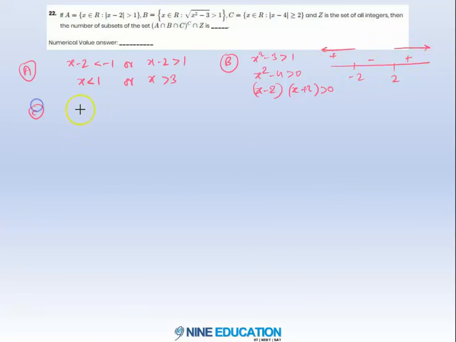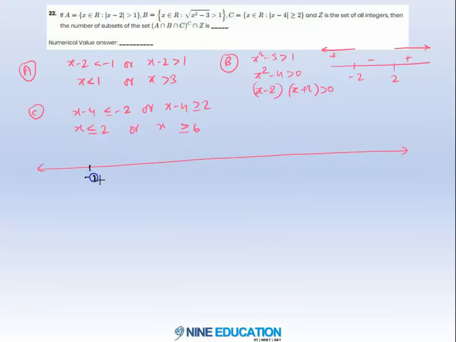Similarly for C, I have to write x minus 4, either it will be less than minus 2 or it has to be greater than or equal to 2. So x will be either less than 2 or x will be greater than or equal to 6. So if we plot all of them on the number line to get the common solution, I have to write minus 2, then 1, then 2, then 3, and then 6, right? I think we should not miss any numbers.